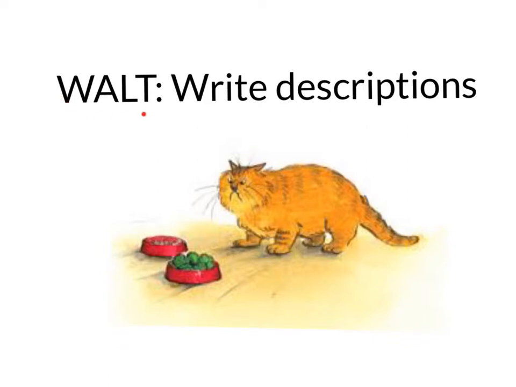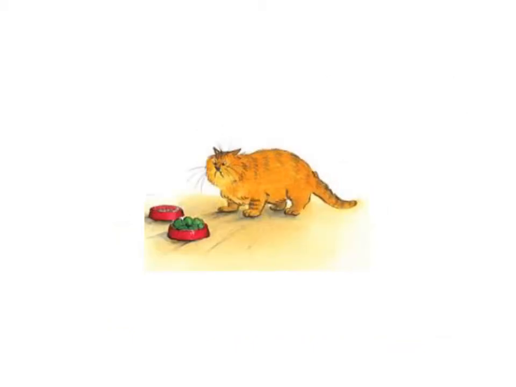We are learning to write descriptions. I am going to write a description about Greedy Cat. First of all, I'm going to do a plan and think about some words that describe Greedy Cat. By looking at the picture, I think that Greedy Cat has a fluffy tail. So I'm going to write fluffy tail.